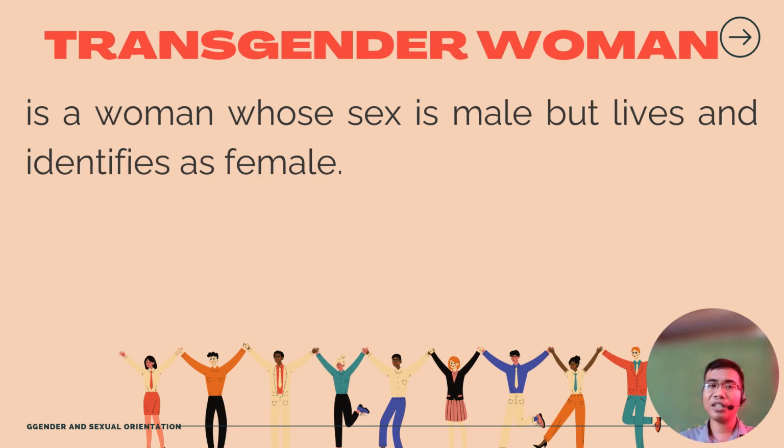Next, a transgender woman is a woman whose sex is male but lives and identifies as female. So this is the opposite of the transgender man. The transgender woman's assigned sex at birth is male, however, she lives and identifies as female. So that is a transgender woman.